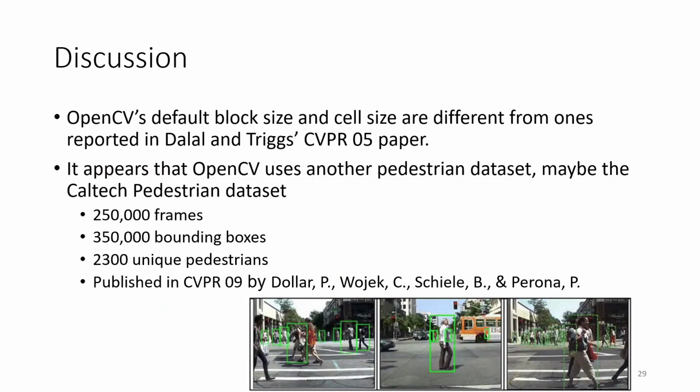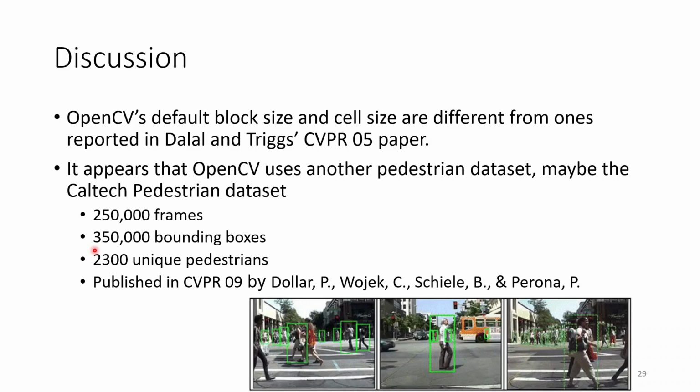Okay, I think the reason is, remember, the paper was published in 2005, and the dataset they used was the INRIA pedestrian dataset, and the positive training examples are fewer than 2000. A few years later, in 2009, there is another pedestrian dataset called the Caltech Pedestrian dataset. So there are more than 350,000 positive pedestrian instances. So it's larger.